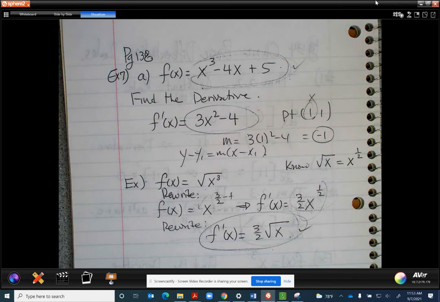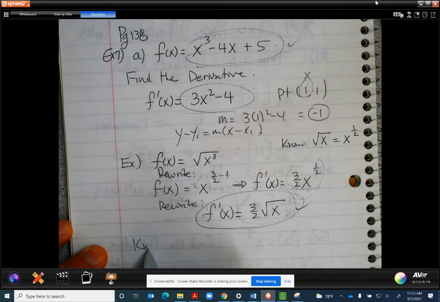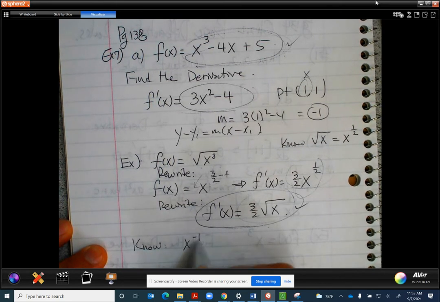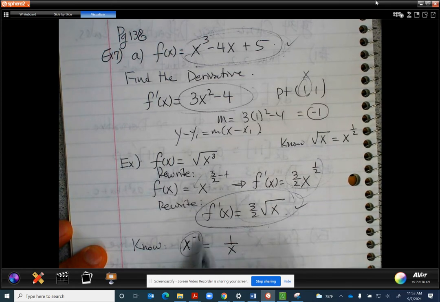Okay, this isn't the only format that you need to change. You also need to know this. x to the negative 1 power. What is x to the negative 1 power? 1 over x. So if I have 1 over x, then I can also change it to x to the negative 1.